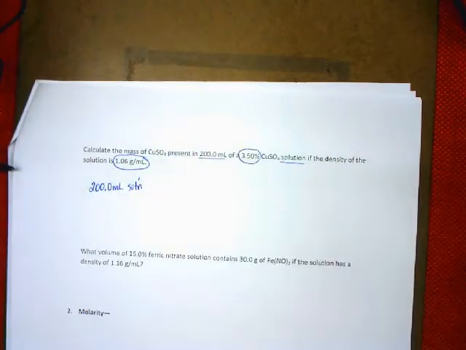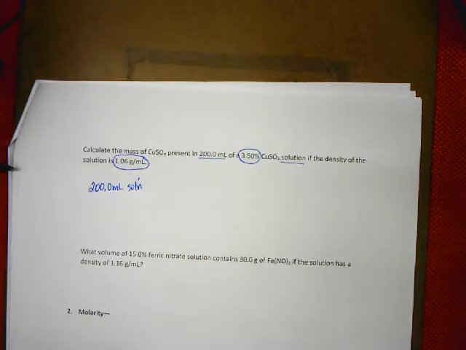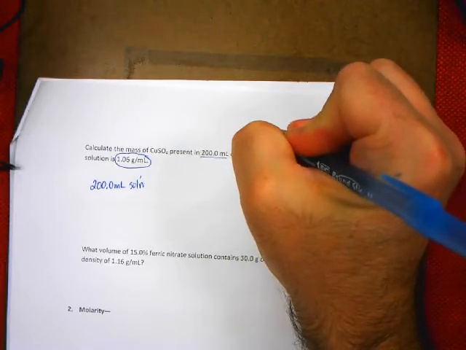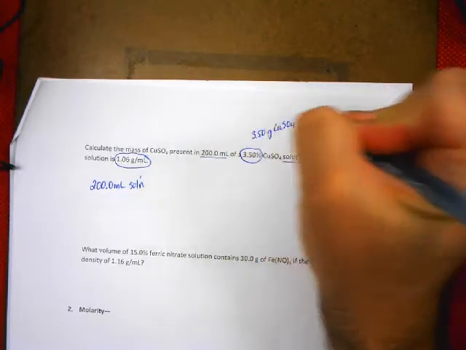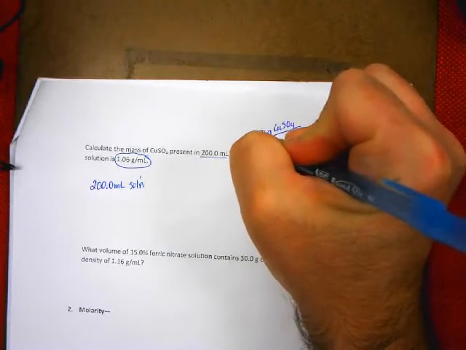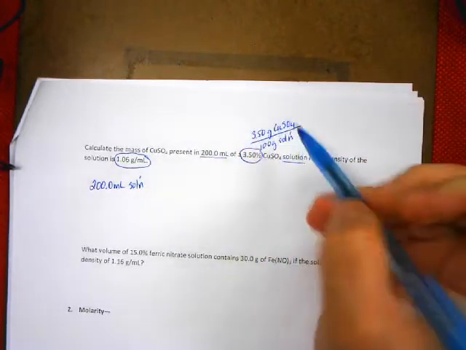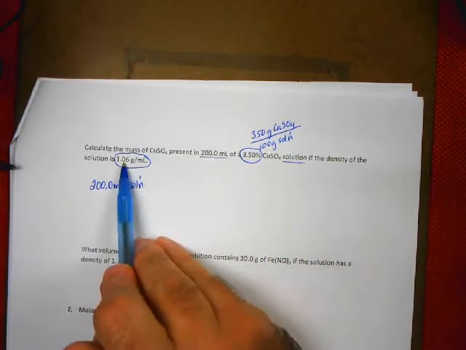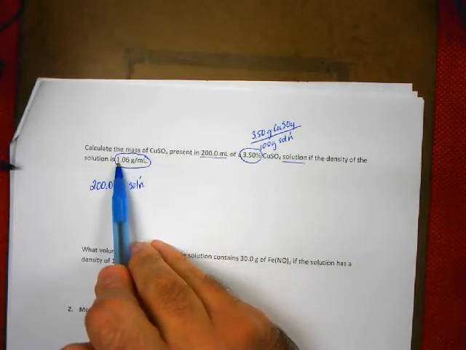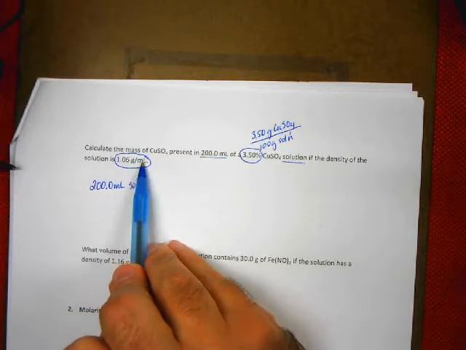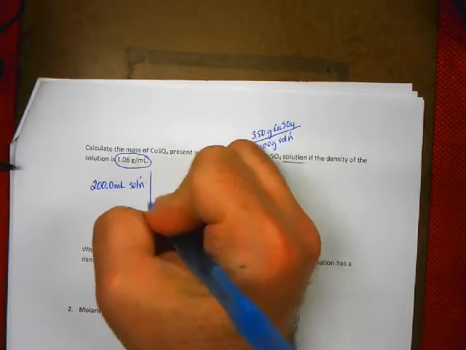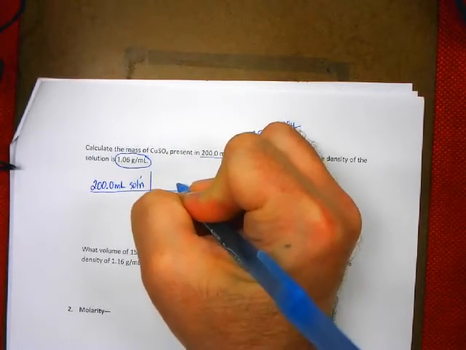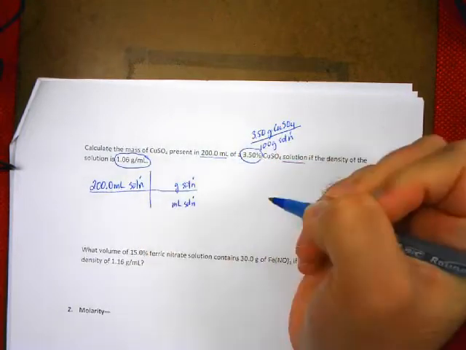Now we want to get rid of those units of milliliters. So 3.50% means that we have 3.50 grams of our solute copper 2 sulfate per 100 grams of solution. We do not have a unit of milliliters here, so we can't use that conversion, but this one we can. The density means that we have 1.06 grams of solution per milliliter. So we want milliliters to be in the bottom. That means that the grams of solution are going to go on top.